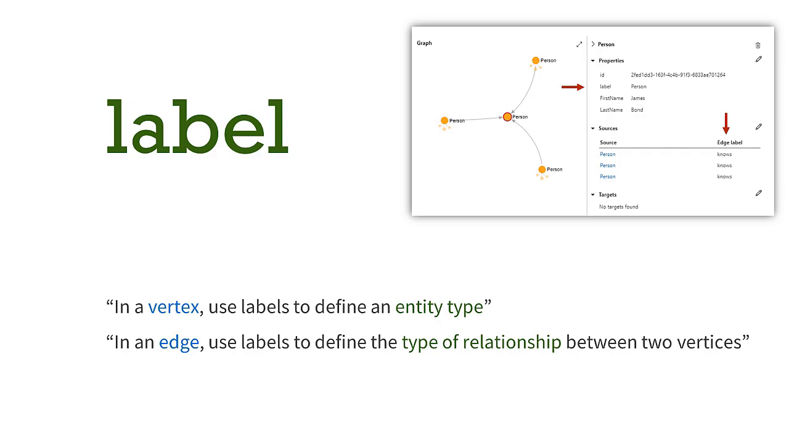In a vertex, use labels to define an entity type. In an edge, use labels to define the type of relationship between two vertices.